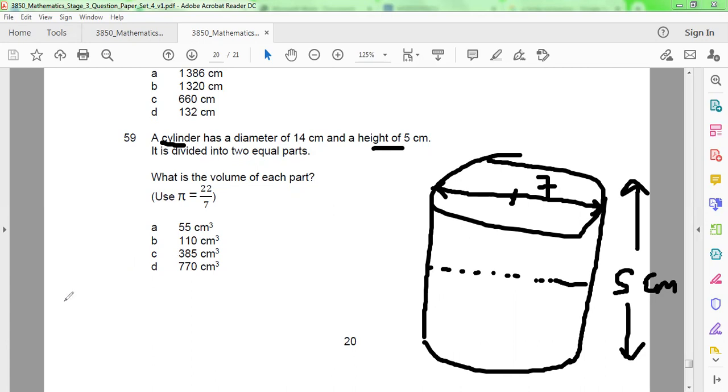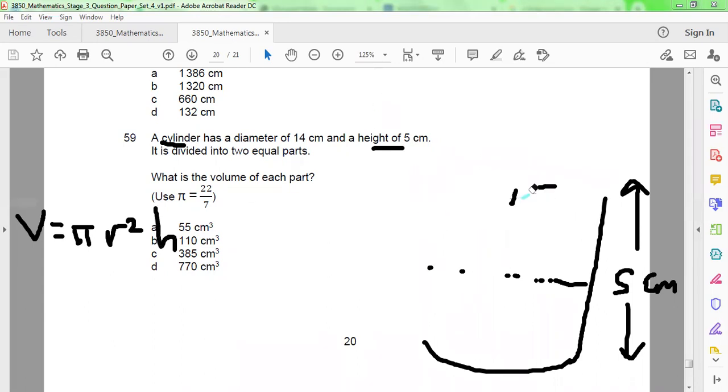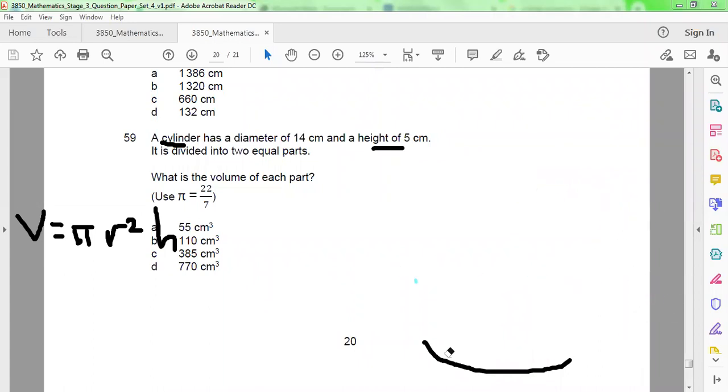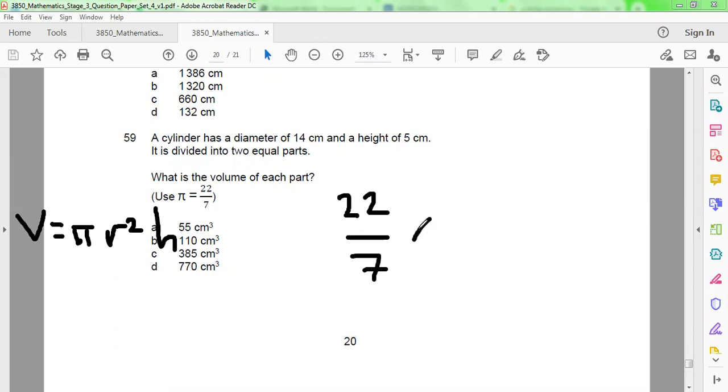All right, so the formula to find the volume of a cylinder is V equals pi r squared h. Let me erase this because I need some space. Now that you know what the shape is like and what we're looking at, they tell us to use pi equal to 22/7, so we have 22/7 multiplied by r squared, which should have been 7. So r squared is 7 squared, which is 49, or you could just write 7 times 7, multiplied by the height, which is 5.